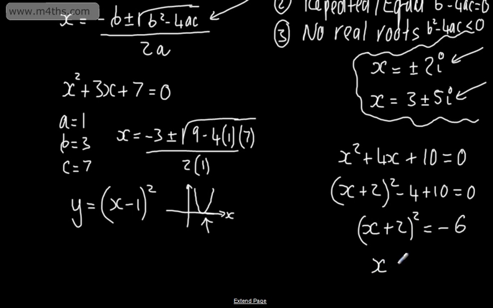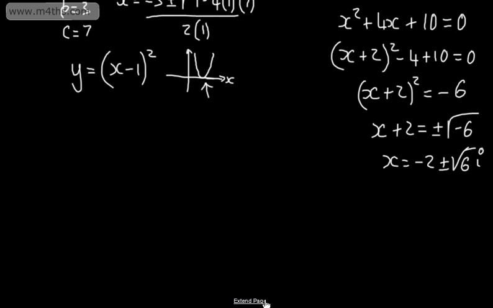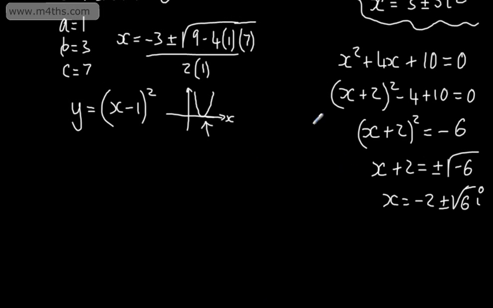So we could write now that this is going to give us x plus 2 is going to be equal to plus or minus the square root of negative 6. So we could write now that x is going to be equal to negative 2 plus or minus root 6i. So that gives us now the solutions to that equation. We can see this has no real roots because we can't square a negative number and get a real answer, but it does give us now a complex set of solutions.